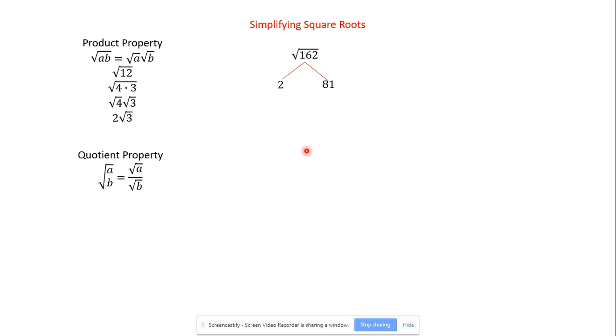But let's pretend that we didn't see it was 2 right away, and let's keep factoring. So 2 is already prime. 81, that's 9 times 9. And 9 is 3 times 3. 9 is 3 times 3. And so now we have our prime factorizations.